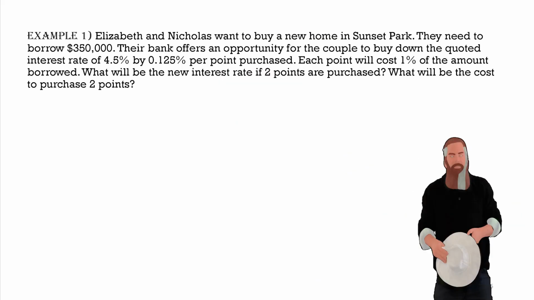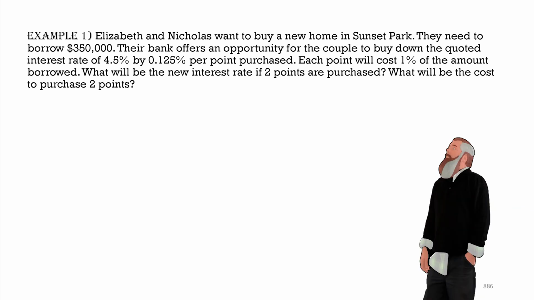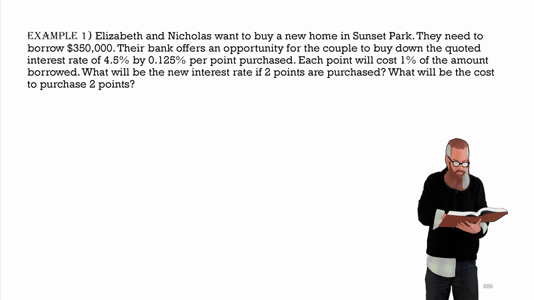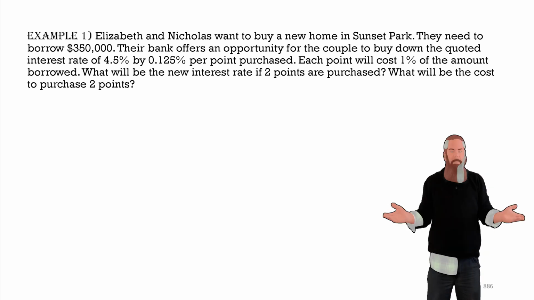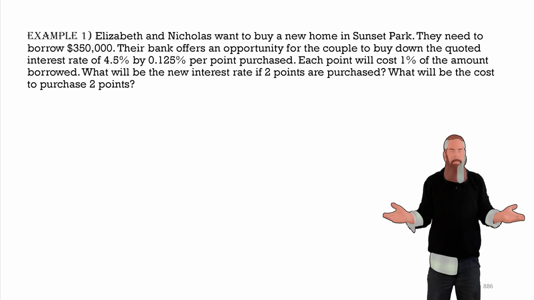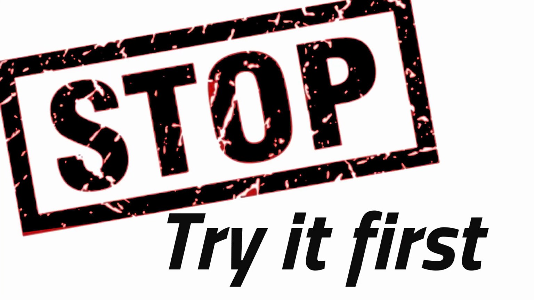Elizabeth and Nicholas want to buy a new home in Sunset Park. They need to borrow $350,000. Their bank offers an opportunity for the couple to buy down the quoted interest rate of 4.5% by 0.125% per point purchased. Each point will cost 1% of the amount borrowed. What is the new interest rate if 2 points are purchased? And what will be the cost to purchase 2 points?